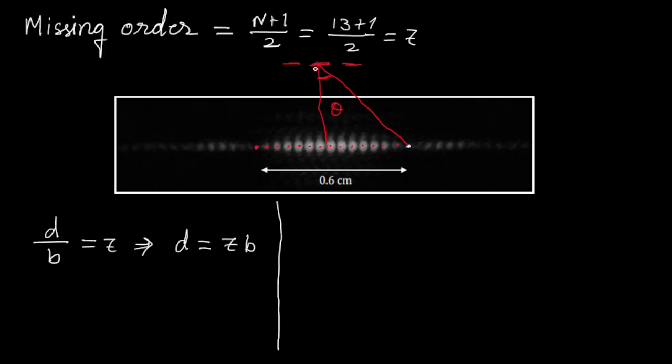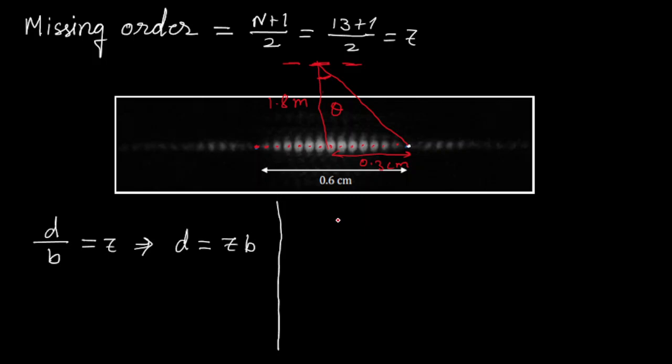In the question it is written that the distance between the source and the screen is 1.8 meter. So this distance is 1.8 meter, and from here to here this distance is 0.6 centimeter. So from the center position to the first order diffraction minima, that is this distance, this distance will be half of this length, so it will be 0.3 centimeter. So from this figure we can calculate the value of theta.